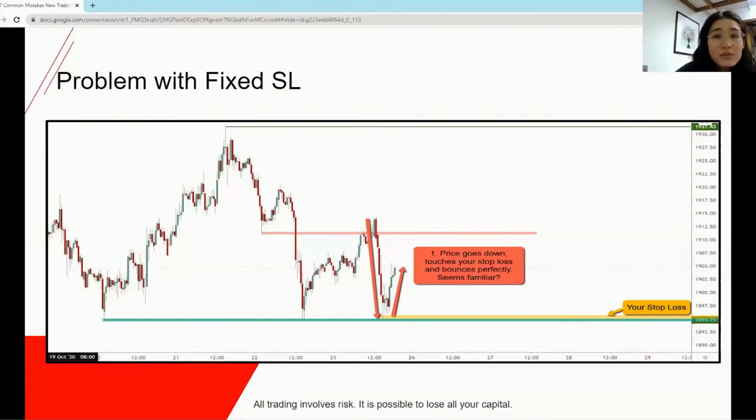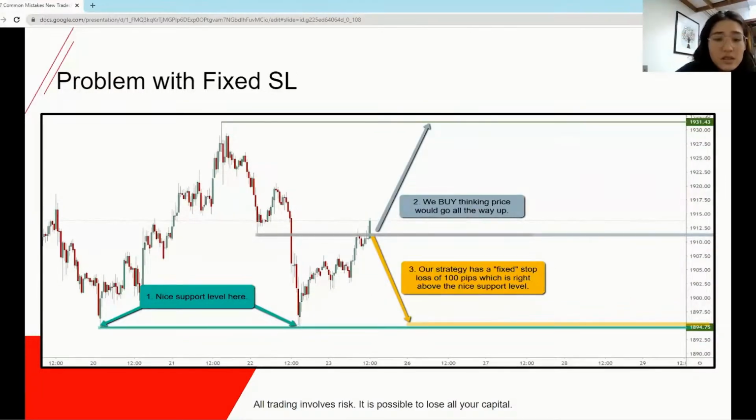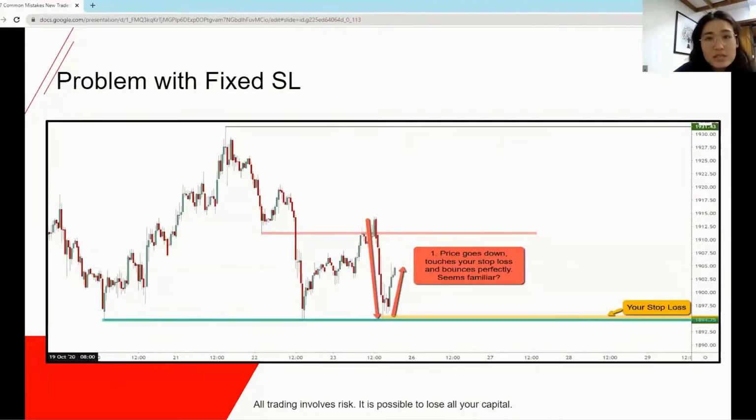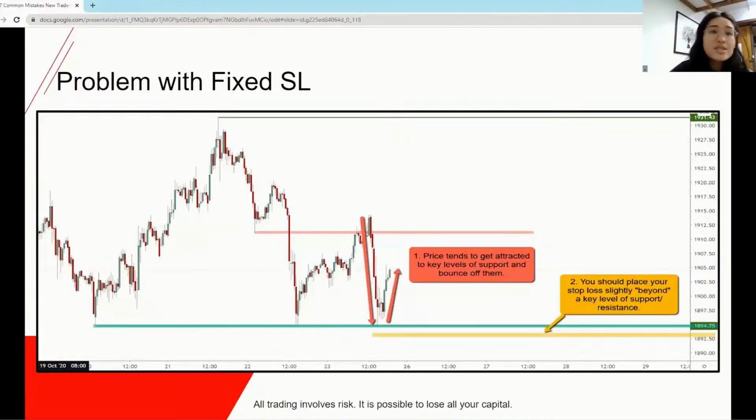But instead of going up, as we expected, price actually goes down instead, and it touches the stop loss and bounces perfectly from the support. So instead, what we should have done is to place our stop loss slightly beyond the key level of support and resistance, so that we are not stopped out at the support, as price tends to be attracted to key levels of support or resistance and bounces off of them.